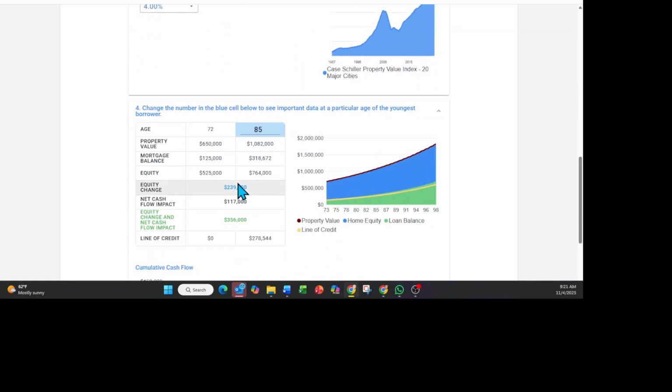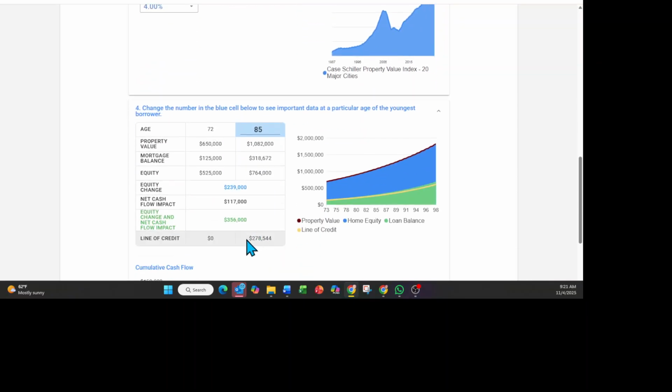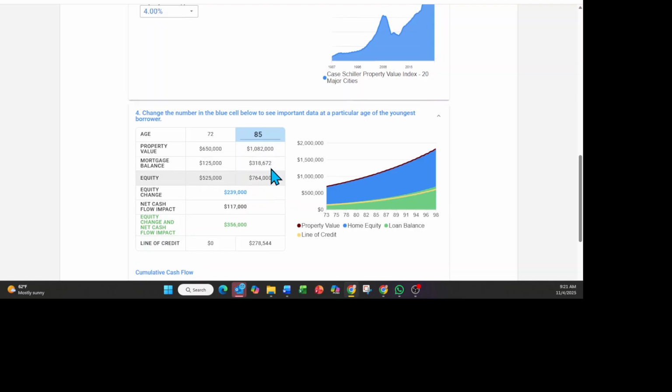Things will change down here. That's a little bit of a higher rate than we had before. So the line of credit will be a little bit lower and a little bit higher, and your loan balance will be a little bit higher because both of them are growing at that higher rate.